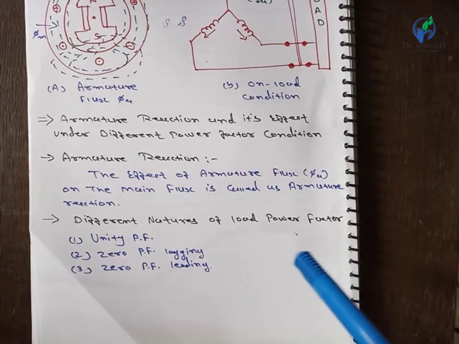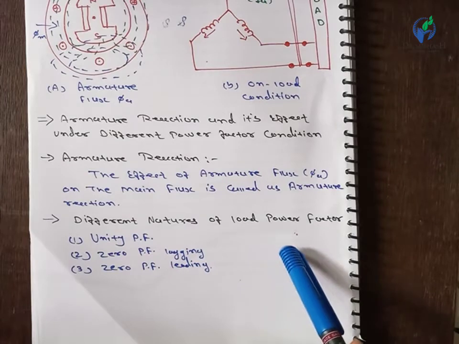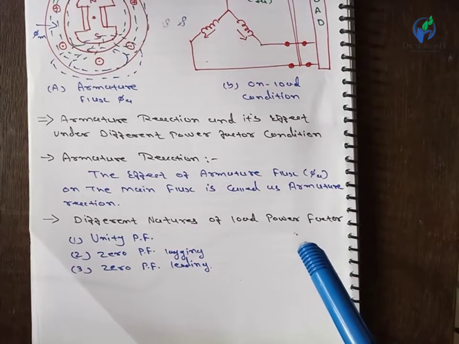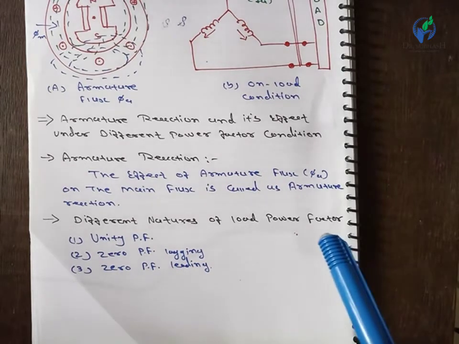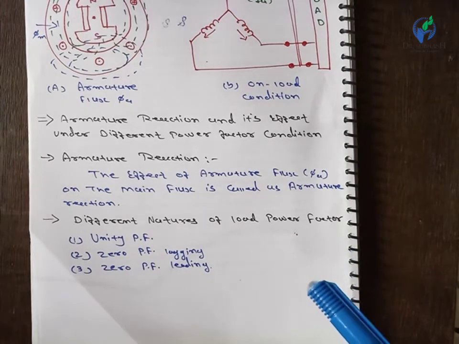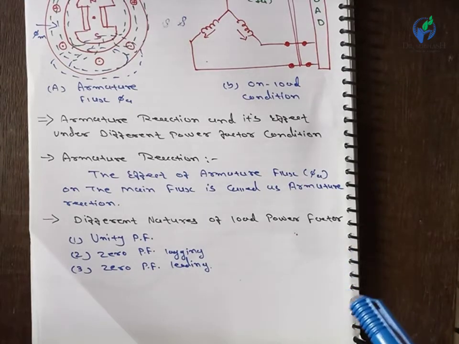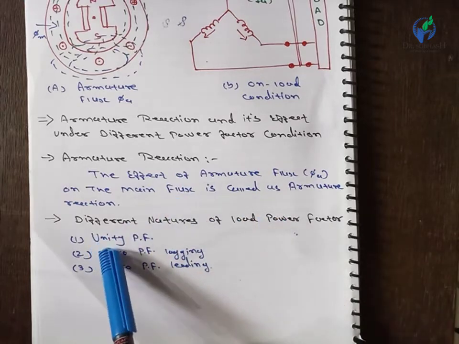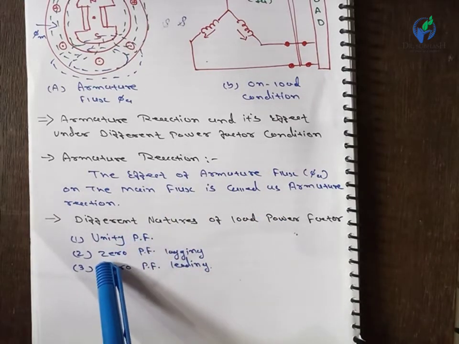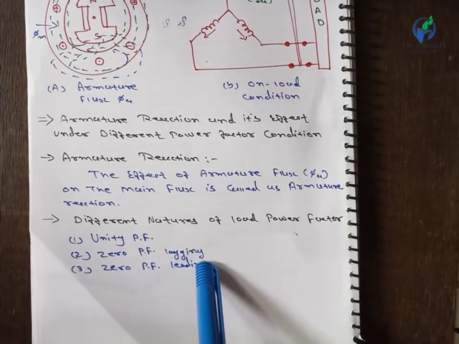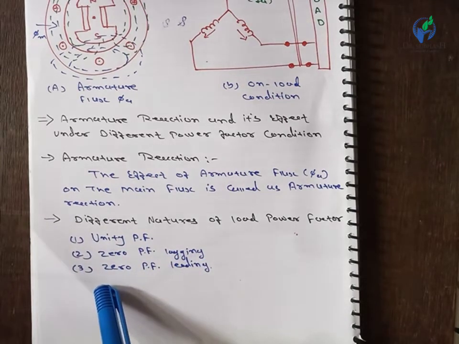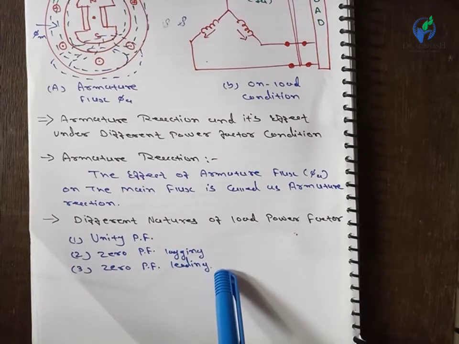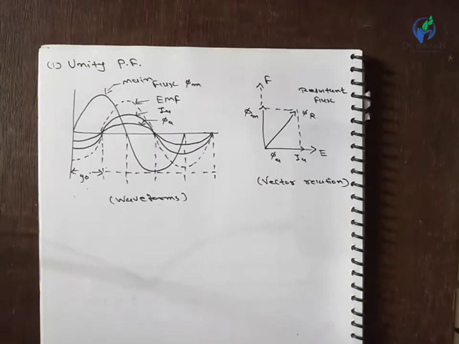Now the different natures of the load on the power factor. Considering the different cases, there are three power factor conditions. The first one is unity power factor, the second one is zero power factor lagging, and the third one is zero power factor leading. We discuss all these conditions in detail. First, we start with the unity power factor.